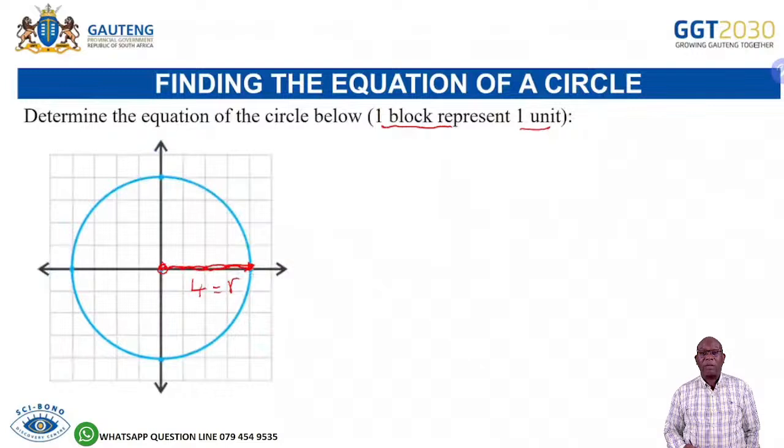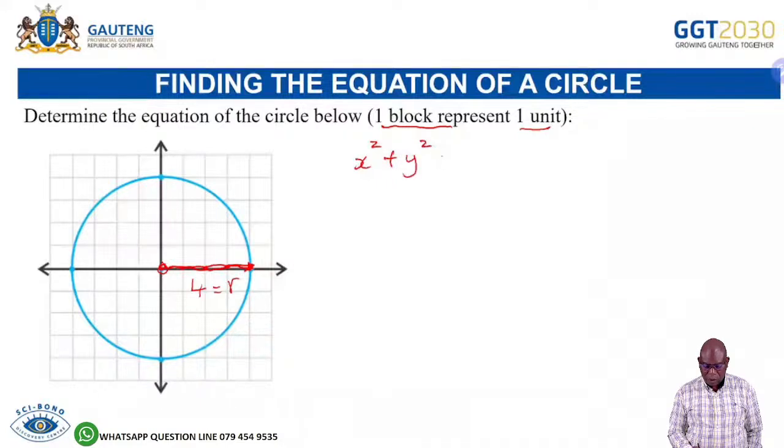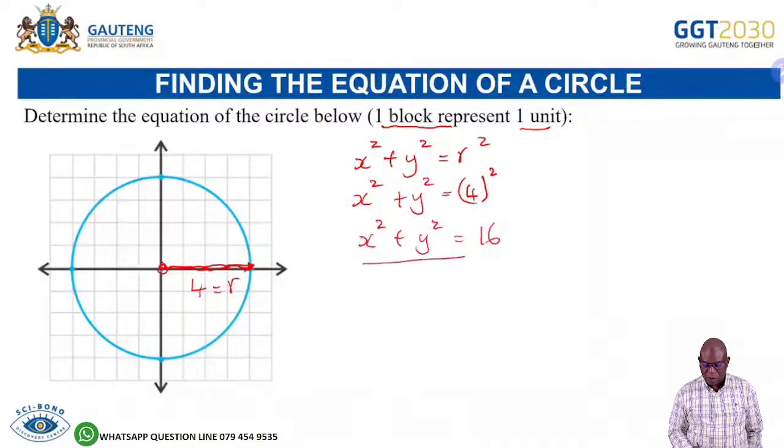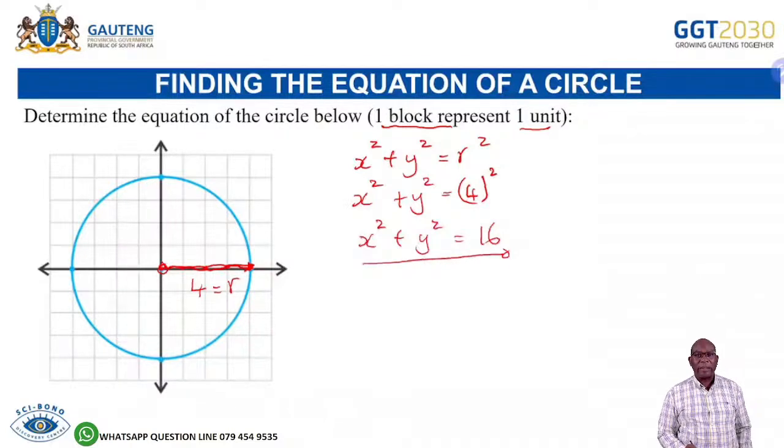How do I get the equation of the circle if I've got a radius? I'll go x squared plus y squared is equal to r squared. That is the equation of the circle. As I said, it is from the theorem of Pythagoras. So I'll write x squared, y squared. The radius is 4, so it must be squared, and the equation is as simple as that. I'll have that one at 16. So that is my equation of the circle.